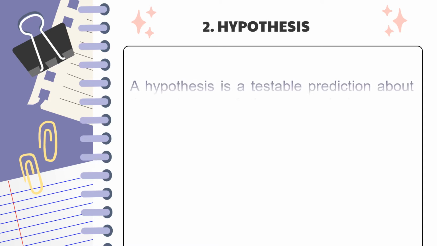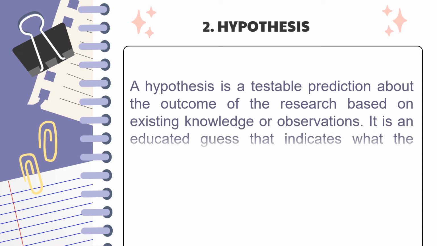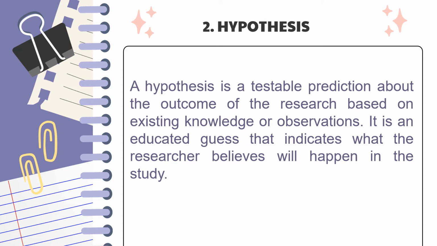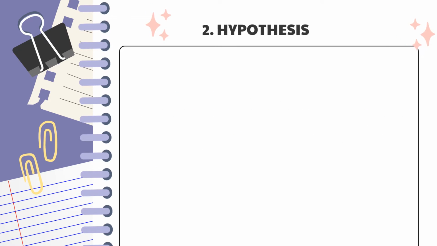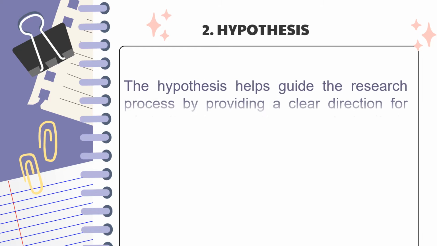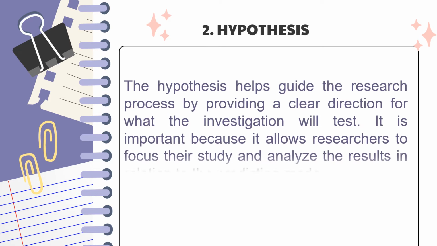Hypothesis. A hypothesis is a testable prediction about the outcome of the research based on existing knowledge or observations. It is an educated guess that indicates what the researcher believes will happen in the study. The hypothesis helps guide the research process by providing a clear direction for what the investigation will test. It is important because it allows researchers to focus their study and analyze the results in relation to the prediction made.